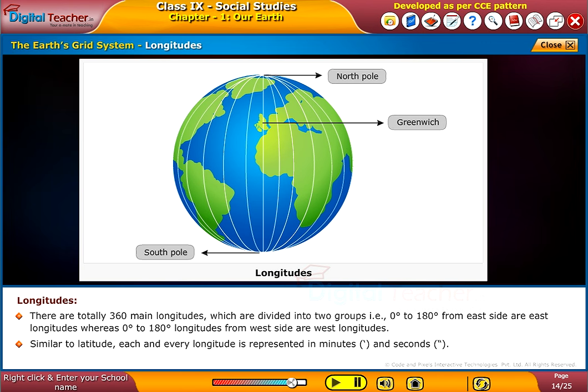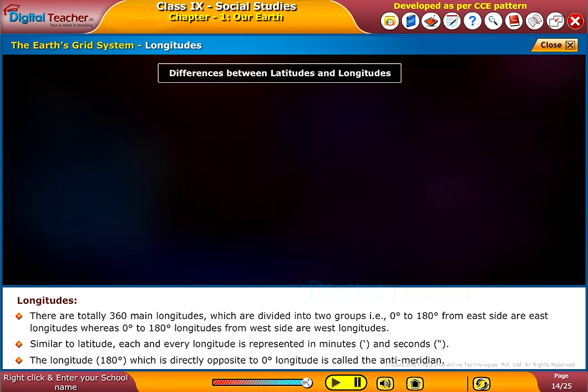Similar to latitude, each and every longitude is represented in minutes and seconds. The longitude 180 degrees, which is directly opposite to 0 degrees longitude, is called the anti-meridian. Differences between latitudes and longitudes.